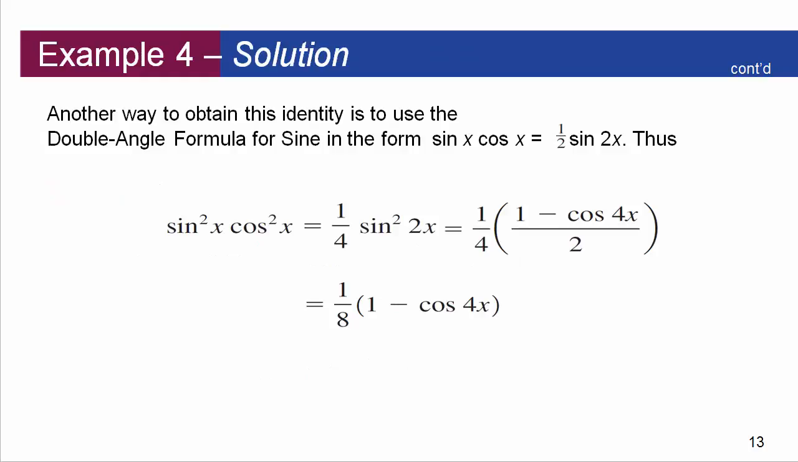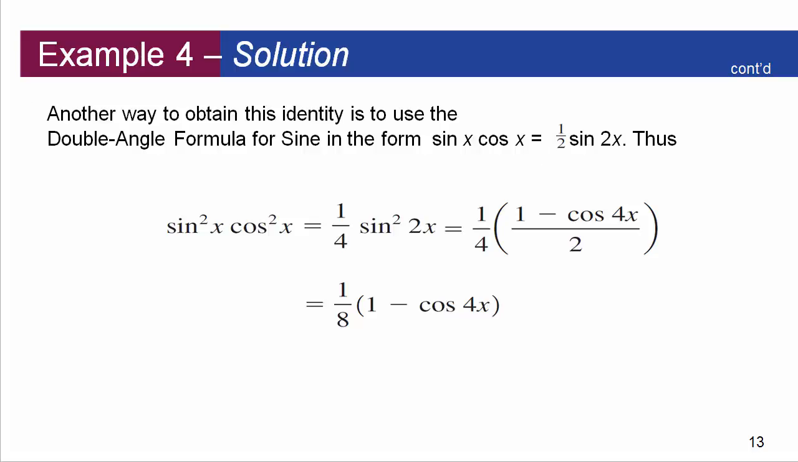Now, another way that we could have gotten here was to use the double angle formula for sine in the form of sine x cosine x equals 1/2 sine of 2x. The double angle formula is really just a version of those sum and difference formulas. That's really where they come from, the sine of alpha plus beta. And all this is, is sine of alpha plus beta, where alpha and beta are both x.